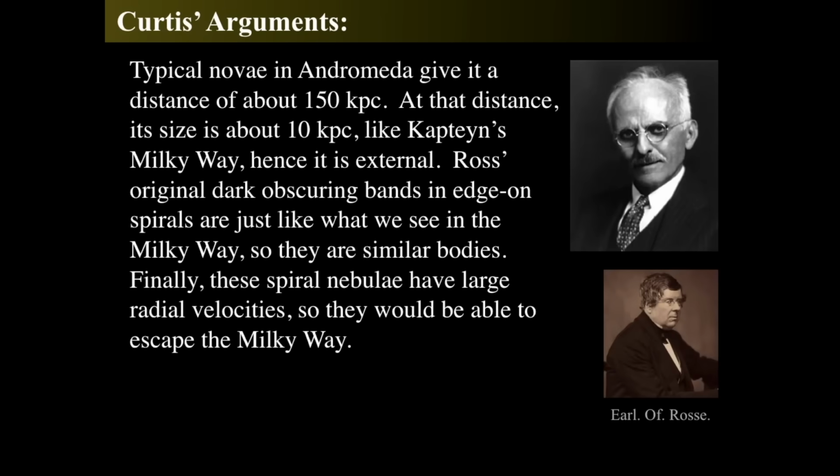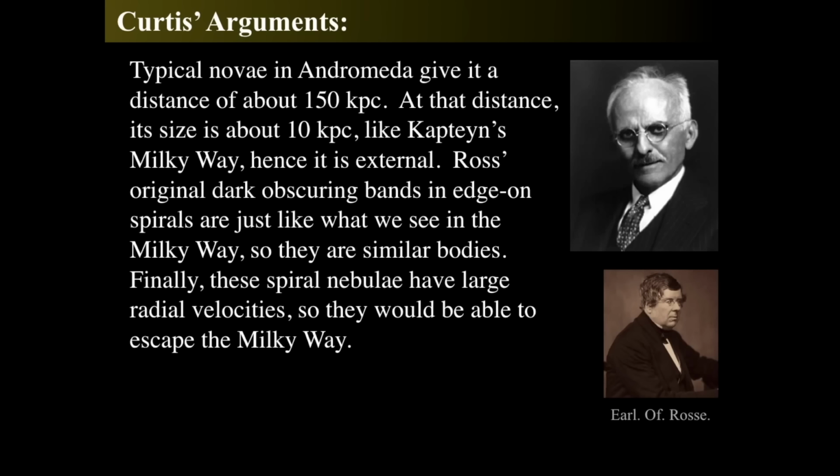Curtis, however, said, well, a typical nova in Andromeda gave it a distance of much further. So that's really odd. The single nova that Shapley was talking about made it close. But if a typical nova was out there, it's very far, and so therefore the distance is about 10 kiloparsecs. And that gave it roughly a size of Kapteyn's Milky Way at that distance, and so therefore it's an external object and really far.